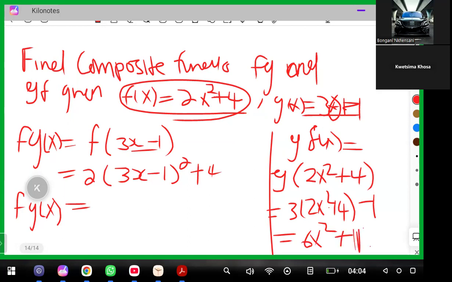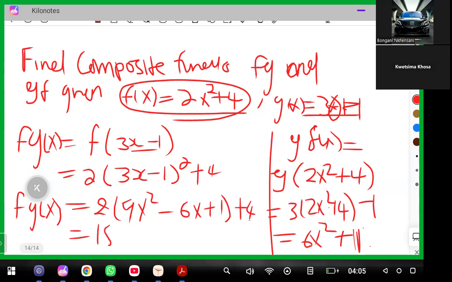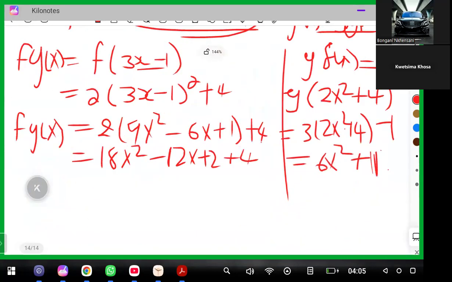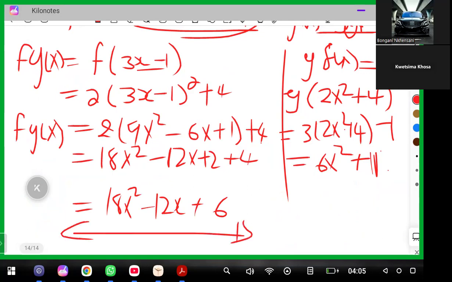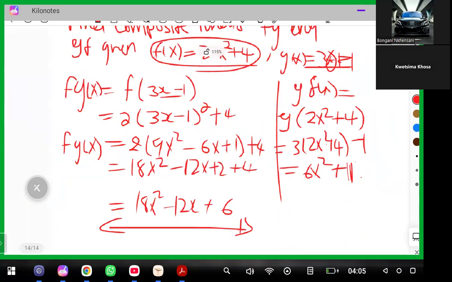And then on this one, you'll just simplify this. You'll get 18x squared minus 12x plus 2 plus 4. Then our final answer here will be 18x squared minus 12x plus 6. So that's when they say find the composite.